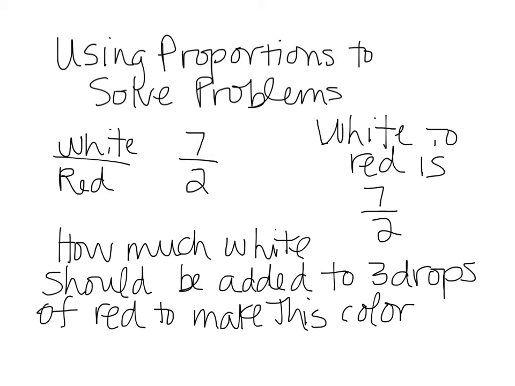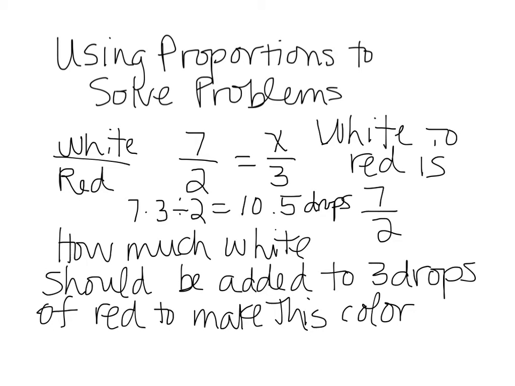So the question says, how much white? That means what we don't know is the white. What we don't know we represent with a variable, and what we do know we represent with a number. Now it's just a matter of doing 7 times 3 divided by 2, and that gives us 21 divided by 2, or 10.5 drops. So it all boils down to this.